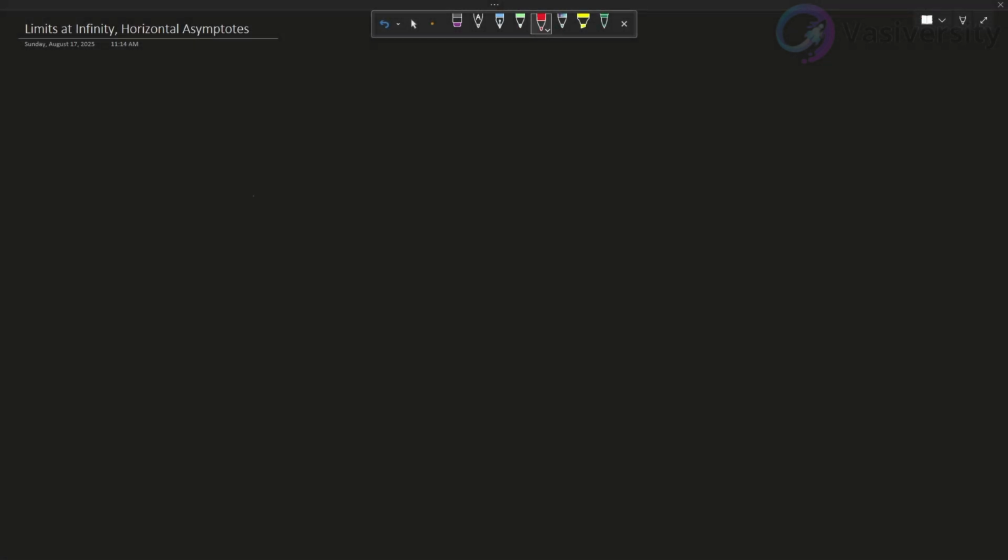Today we're going to be working with limits at infinity. Last time we did continuity and the intermediate value theorem, and so let's go ahead and finish up with the limits here. So we're going to take a look at a function f of x, which is equal to x squared minus 1 divided by x squared plus 1.